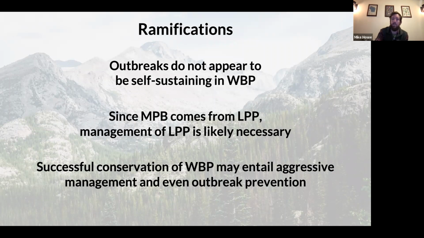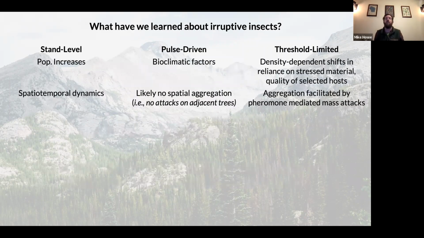Okay, so just to wrap up all four of our stories, we can talk about what we've learned about eruptive insects today. So at the stand level, we've learned that population increases are driven by bioclimatic factors for pulse-driven insects, whereas for threshold-limited insects, we see these density-dependent shifts in reliance on stress material and quality of selected hosts. In terms of their spatiotemporal dynamics, we don't think that there's much spatial aggregation in pulse-driven insects, although we have a few systems in mind where we really want to test this more thoroughly, such as Doug fir beetle.